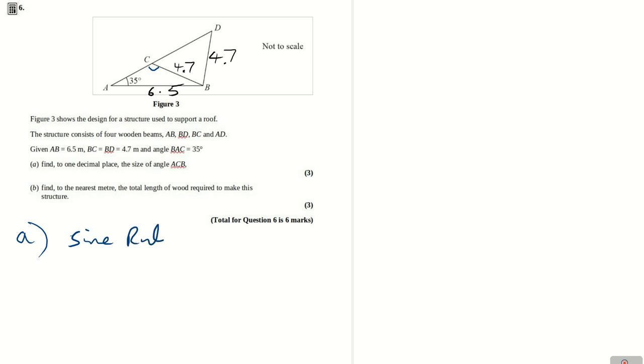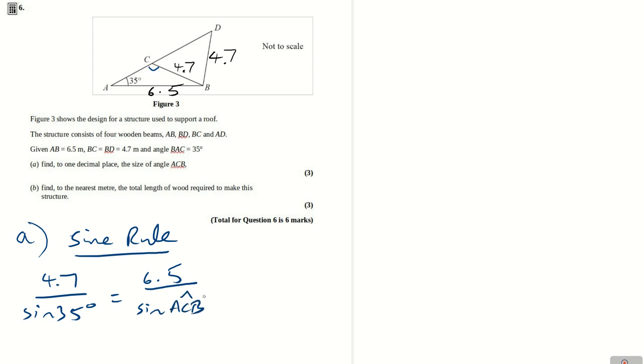So the sine rule tells us that 4.7 over sine 35 equals 6.5 over the sine of angle ACB. Now, by rearranging this, we get an expression for the sine of ACB as sine 35 times 6.5 divided by 4.7.